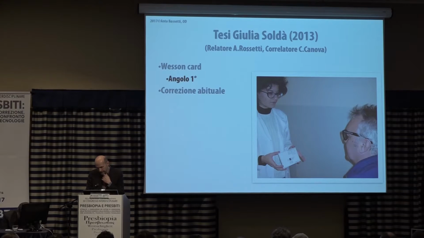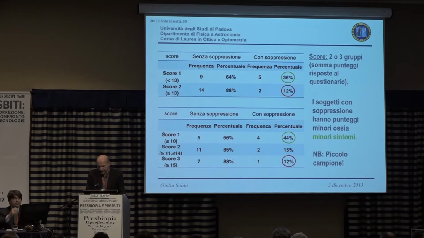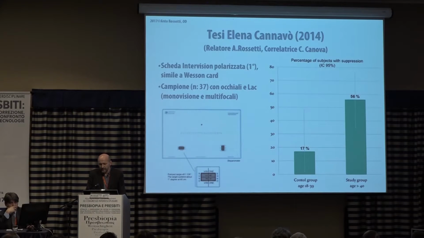We focused on a sample of presbyopes, and this is Giulia Solda's dissertation. In non-presbyopes, there was 7% suppression. In presbyopes, suppression was 3-fold greater. This dissertation included a questionnaire. Those with the highest suppression had fewer symptoms, because suppression is a way to put a remedy to their disturbances.